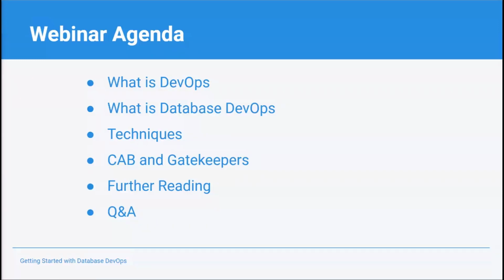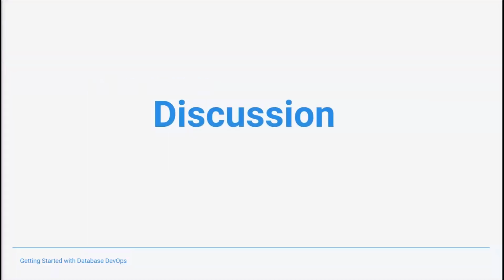It's very much a 101 class where what we're going to be doing is talking about some high level things such as what is DevOps, what is database DevOps, some techniques that you can use and adopt. We'll talk about change approval boards and gatekeepers, wrap it up with some further reading, and then move on to the Q&A. So there'll be about 5 to 10 minutes of Q&A at the end. Okay, so let's jump over to the discussion.